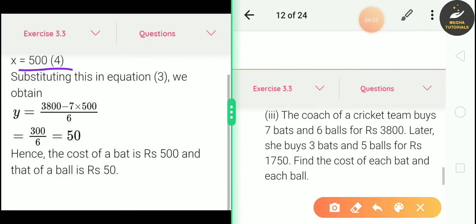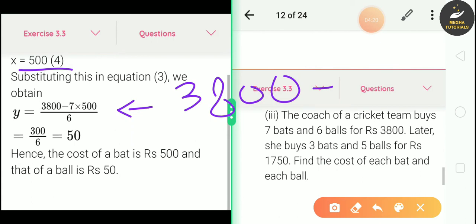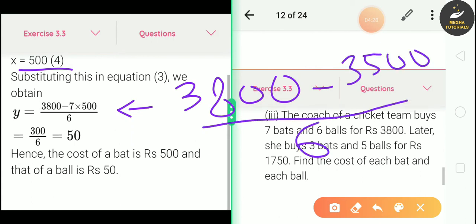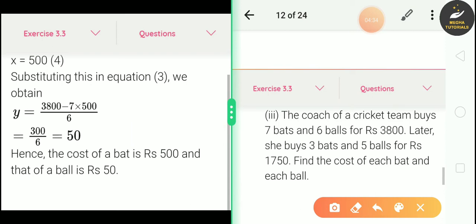So put this value in equation 3. So we'll get y is equal to (3800 minus 7 into 500) upon 6. So 7 into 500 is 3500. So (3800 minus 3500) upon 6, which is equal to 300 upon 6, which is equal to 50. Therefore, the cost of a bat is rupees 500 and the cost of a ball is rupees 50.